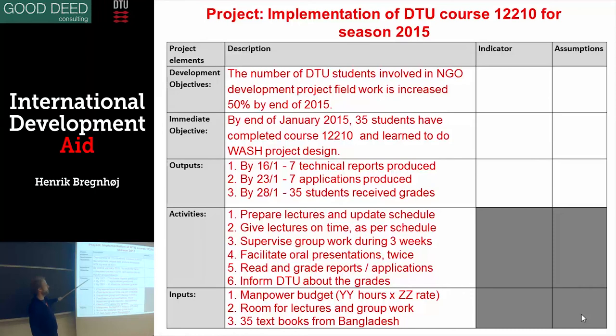What are specific outputs? This is what you can measure. I can see that Friday last week, 7 technical reports. Oh, it was 8. Sorry, we have 8 groups now. 8 technical reports were handed in, and on Friday we also have 8 applications handed in here. And on the 28th, that is the week after, in 1.5 weeks, next Wednesday, 35 students have received the grades. That's what we can measure.